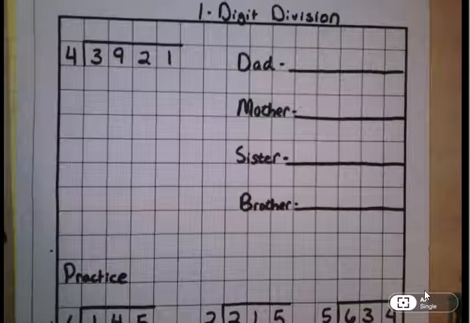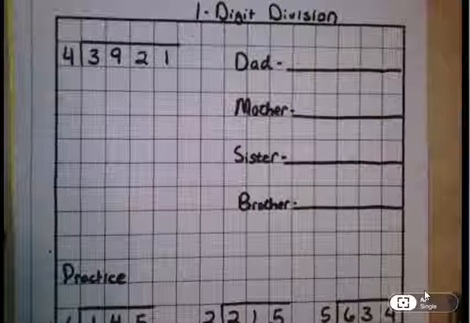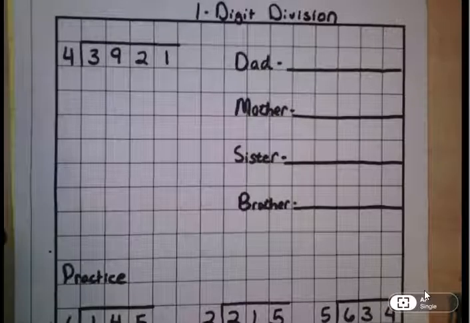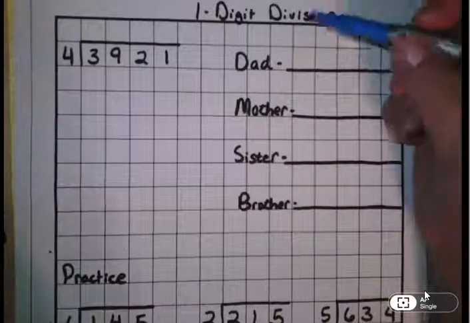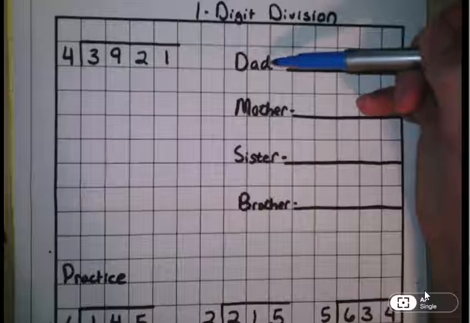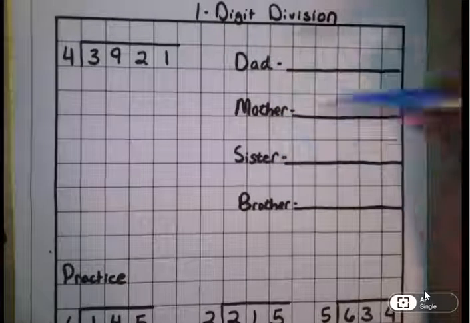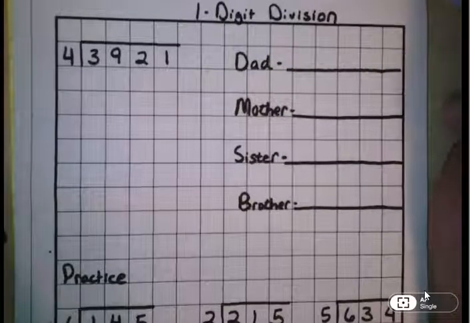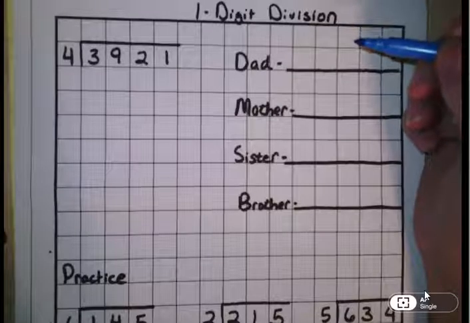Okay, welcome back. Today we're going to talk about one-digit division. So go ahead and find yourself two different colored markers, and we're going to get started on this topic today. So the steps for division we can remember with dad, mother, sister, brother. This is called the division family, and this will help you remember the steps of division.